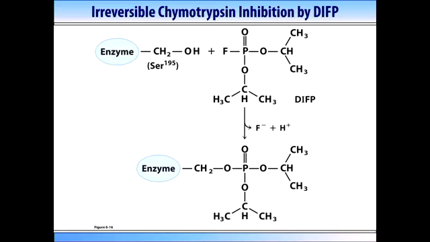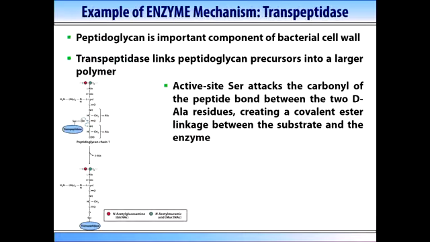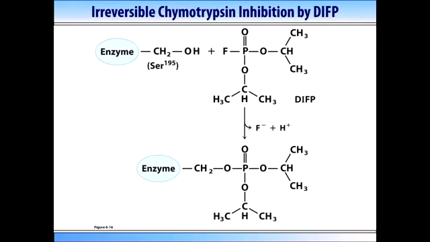The serine 195 will nucleophilically attack the phosphate, right, and will get itself permanently attached to it. So this adduct, I mean, it's an irreversible reaction. So this enzyme molecule will be permanently inactivated. It becomes inactive. So this is a good example of the irreversible inhibition of enzymes.